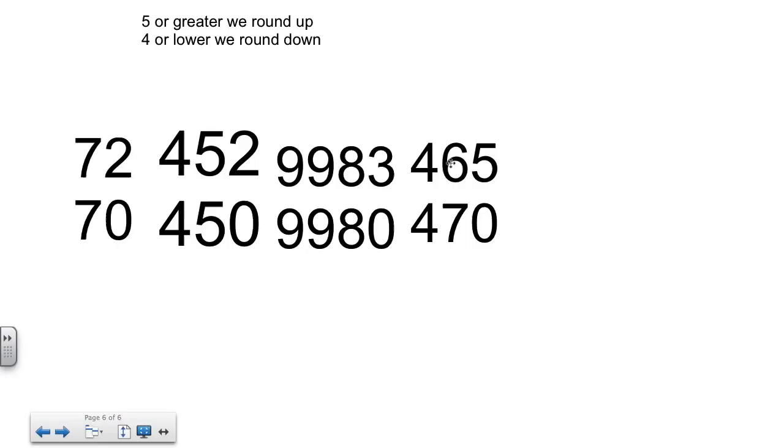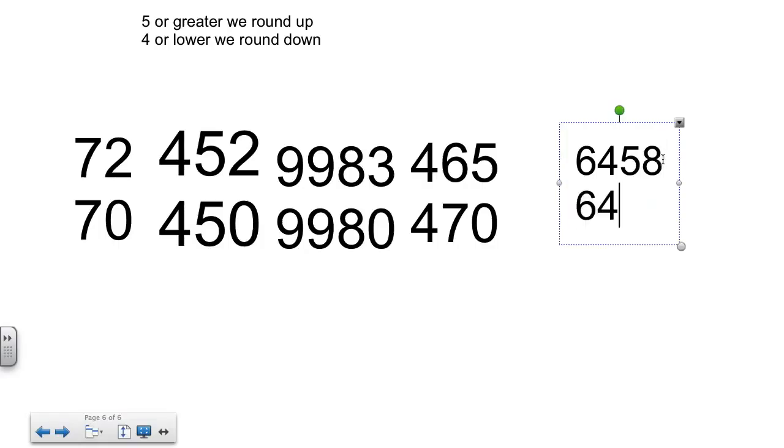Now I'll give just one more example on this. So it might be 6,458. Because the number in the units column here is an 8 and that is greater than 5, we're rounding up. So we're going up to 6,460. We're rounding off, so we've got tens left in that column. Nice round numbers.